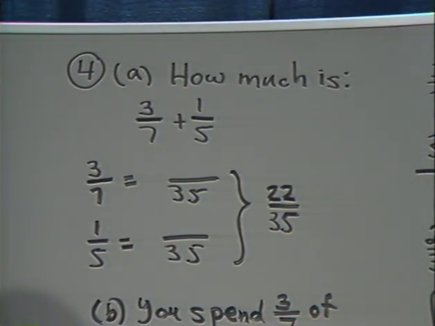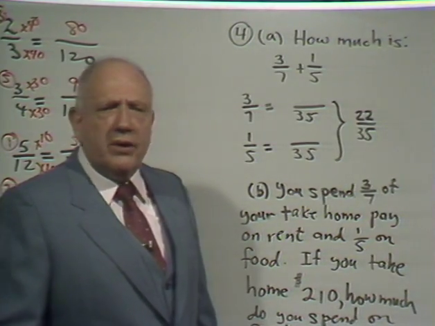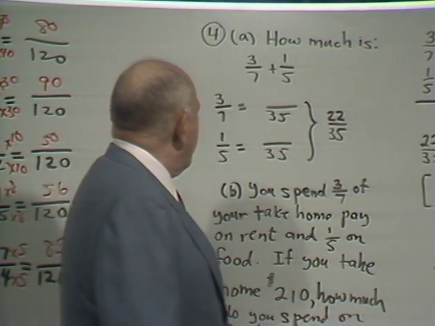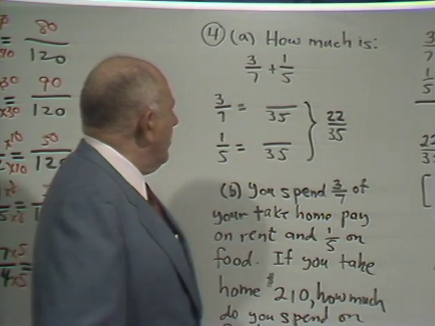Problem 4 comes in 2 parts. The first is just a straightforward mechanical drill problem. The second part is a very wordy thing where the words might frighten you, but once you can read it, it's a very simple problem to do. See, the first problem says, how much is 3/7 plus 1/5?